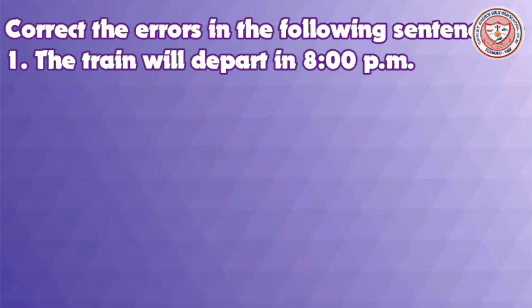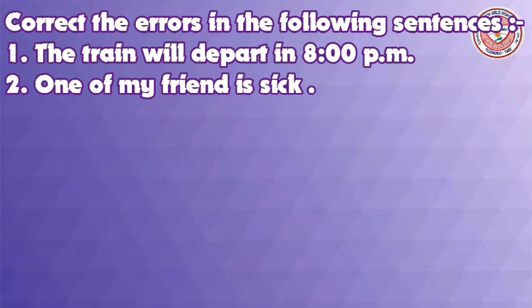Number 2. One of my friend is sick. Now, here could you find the mistake? Whenever you use the expression one of, the noun must be plural, but the verb must be singular. Here, the noun is friend and the verb is. So, the correct one will be: One of my friends is sick.